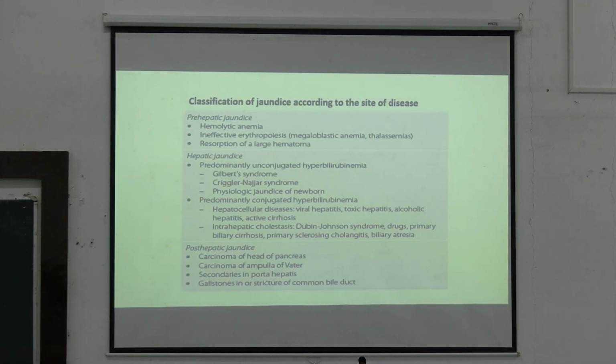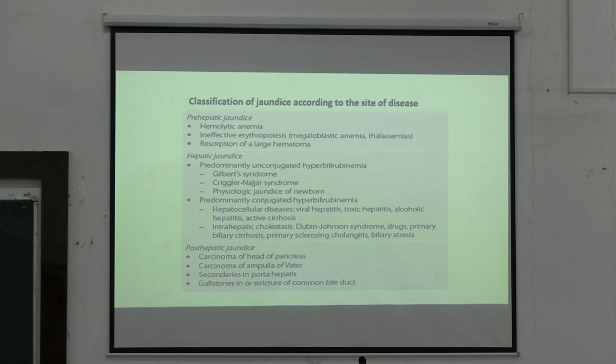Now the classification of jaundice according to the site of disease. Pre-hepatic is hemolytic anemia, ineffective erythropoiesis, and resorption of a large hematoma. Hepatic jaundice, predominantly unconjugated hyperbilirubinemia: Gilbert syndrome, Crigler-Najjar syndrome, physiological jaundice of newborn.